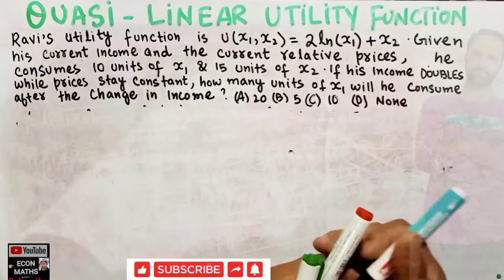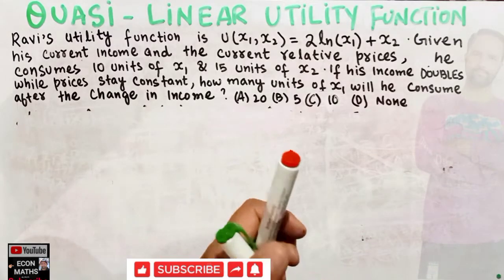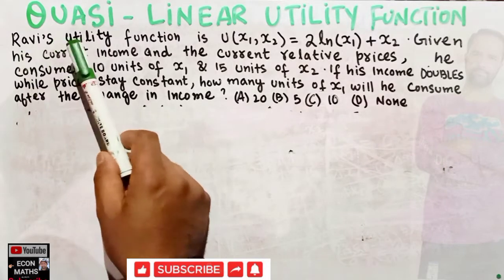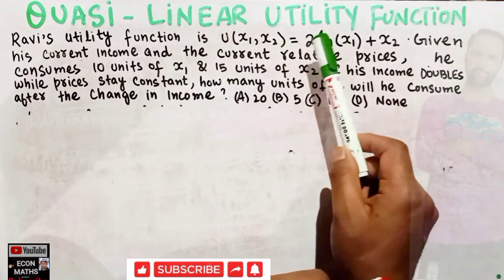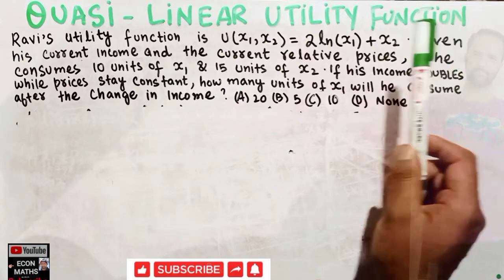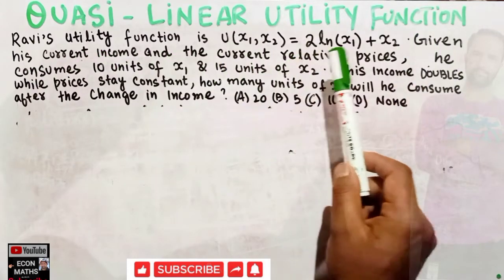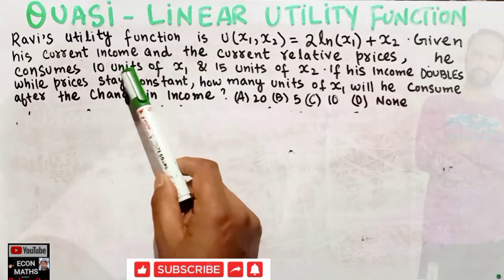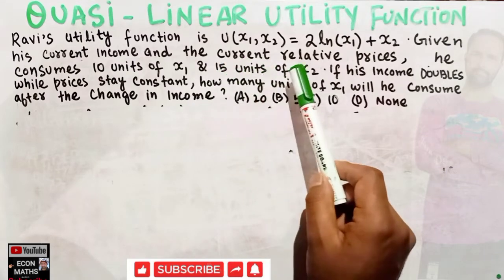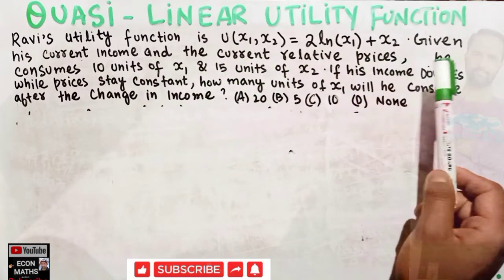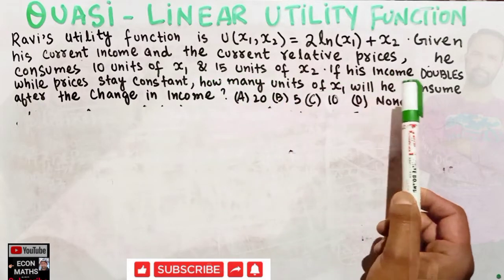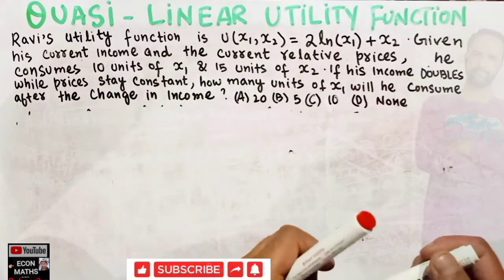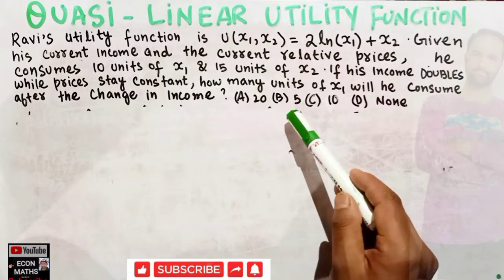In this video, we will solve a question on quasi-linear utility function. The question is like this. Ravi's utility function is given as u(x1, x2) = 2 ln x1 + x2. Given his current income and current relative prices, he consumes 10 units of good x1 and 15 units of good x2. If his income doubles while prices stay constant, how many units of x1 will he consume after the change in income? The options are 25, 10 or none.